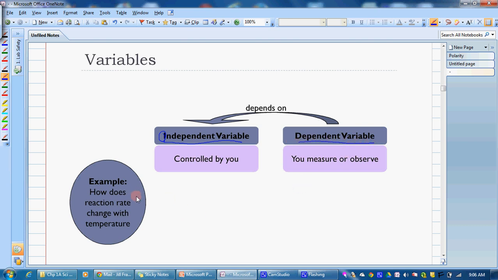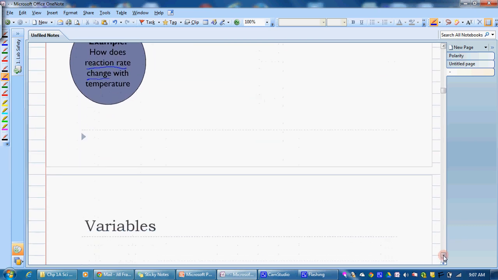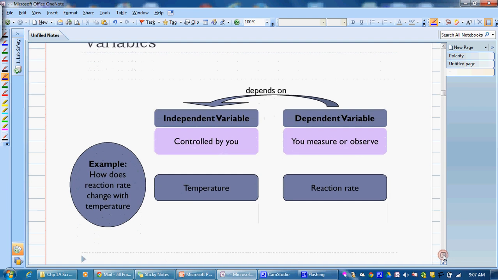So if we read this example, how does reaction rate change with temperature? What am I going to control? Well, I can't control how fast the reaction goes, but I can change the temperature, and I can control how hot the water is for that experiment. So what then am I going to measure? I'm going to measure how fast the reaction takes place, or the reaction rate. Okay, so that's how we can look at an experiment to determine which is our independent and dependent variable.